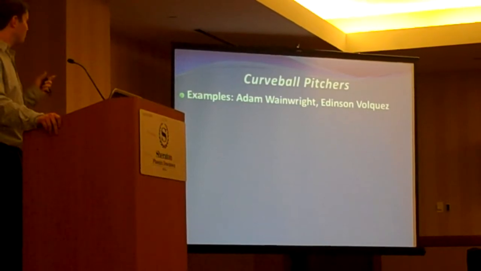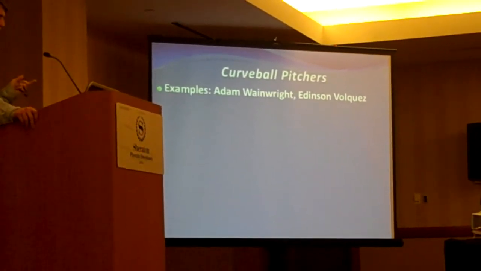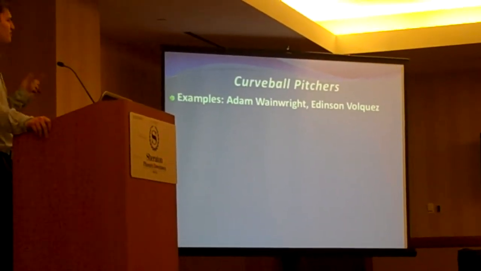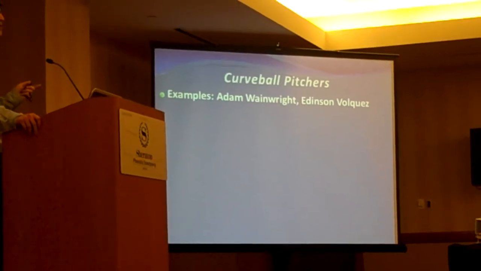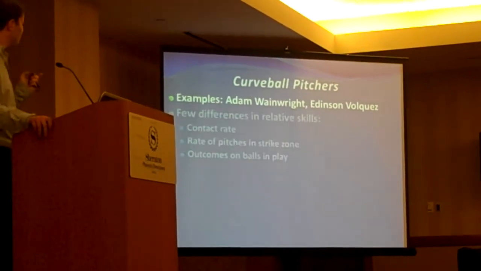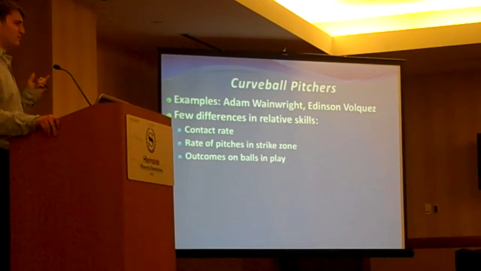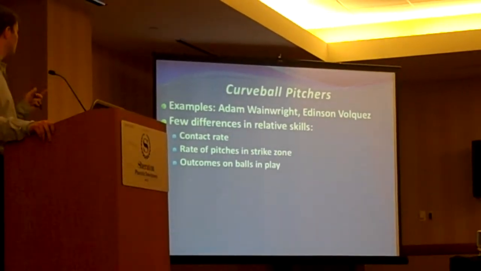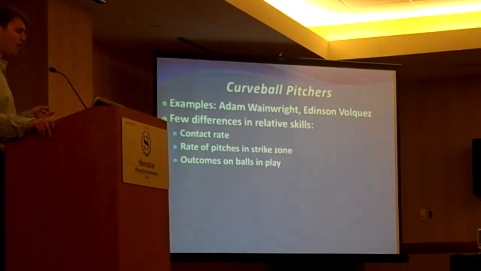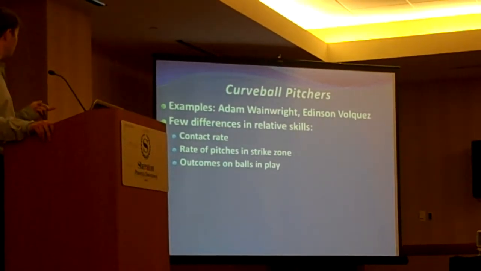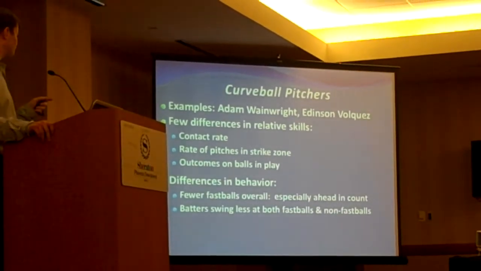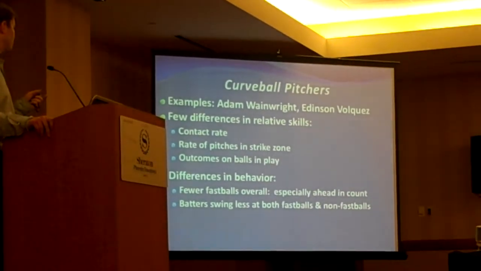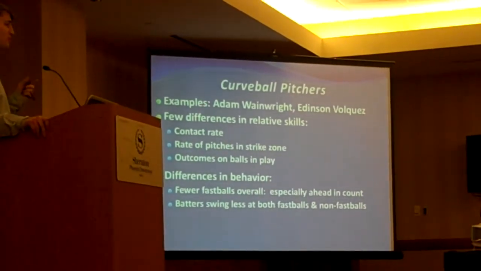Last, I'll talk about curveball pitchers, guys like Adam Wainwright and Edinson Volquez are on this list. They really are a very different animal than some of these other pitchers. I'll talk about that. In terms of relative skills versus average starting pitchers, they're really similar though. Their contact rate's pretty similar, their rate of pitches in the strike zone is similar, their outcomes on balls in play are similar, but their behavior is different. They throw fewer fastballs overall, especially when they're ahead in the count. And batters are really picky against them.